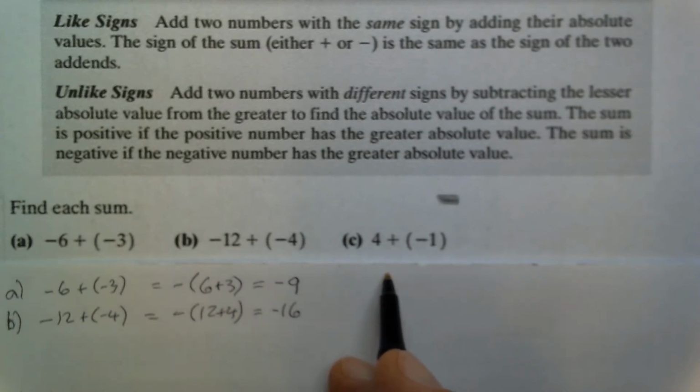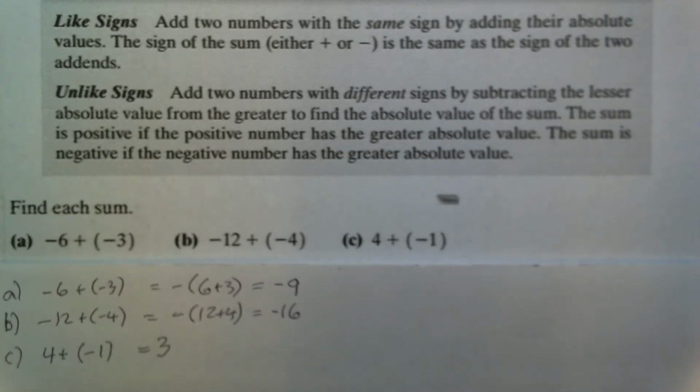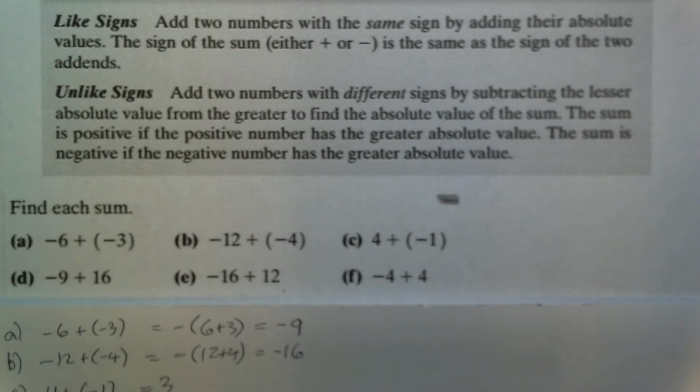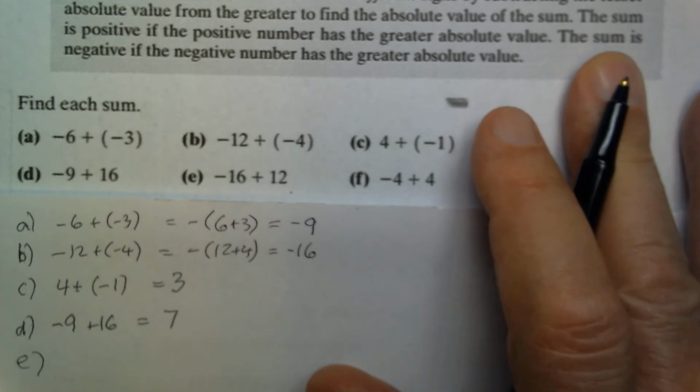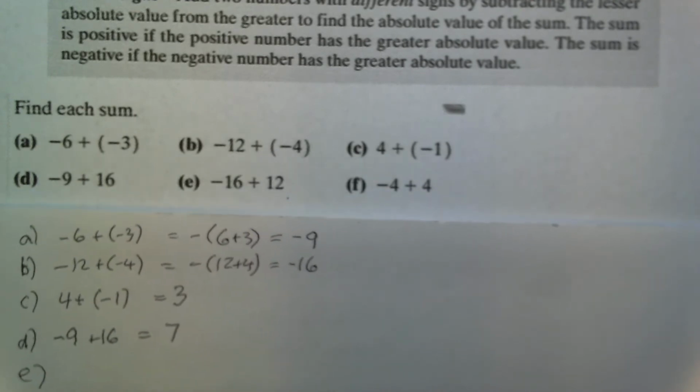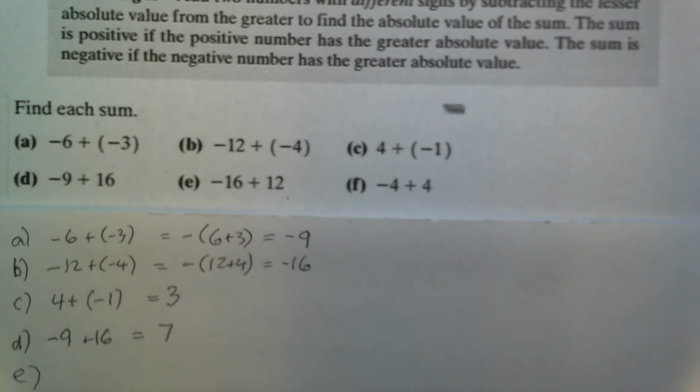And for the C part, 4 plus -1, that is equal to 3. And D, -9 plus 16, that's equal to 7. For E, we have -16 plus 12, or -4.